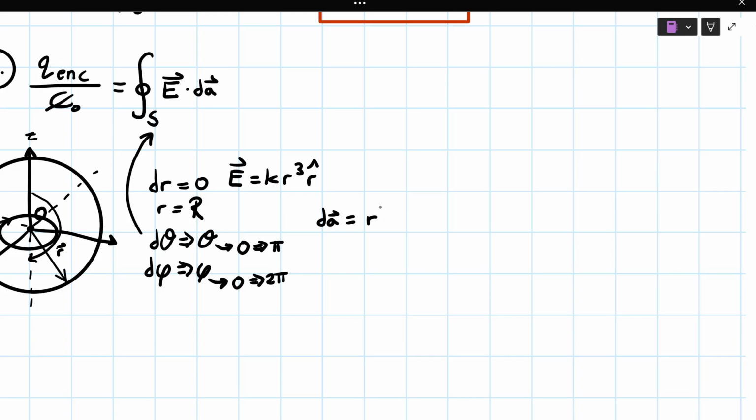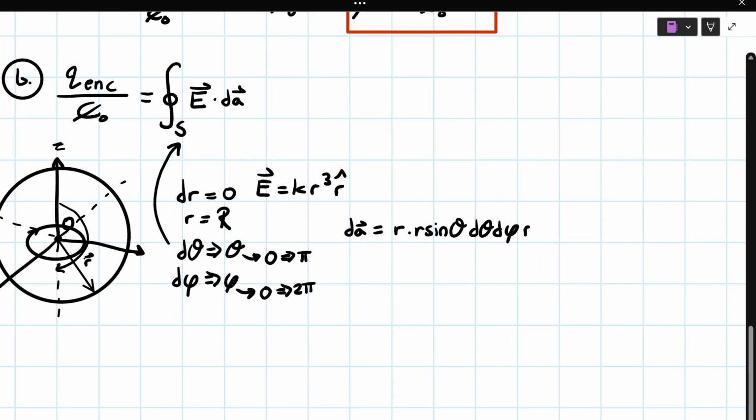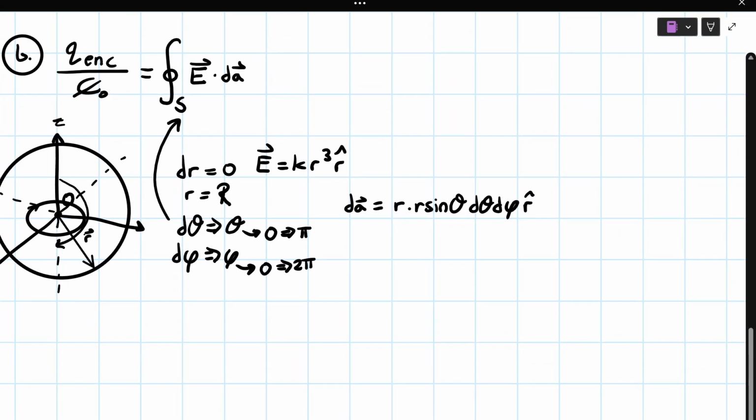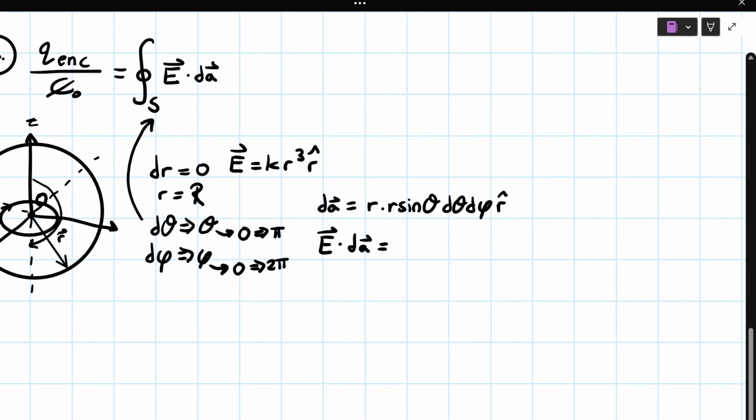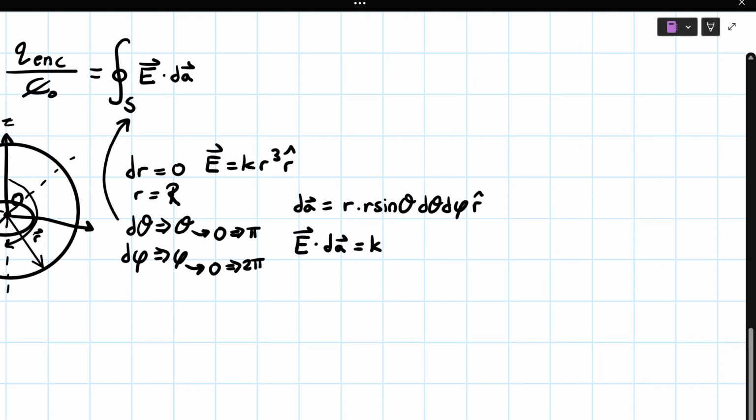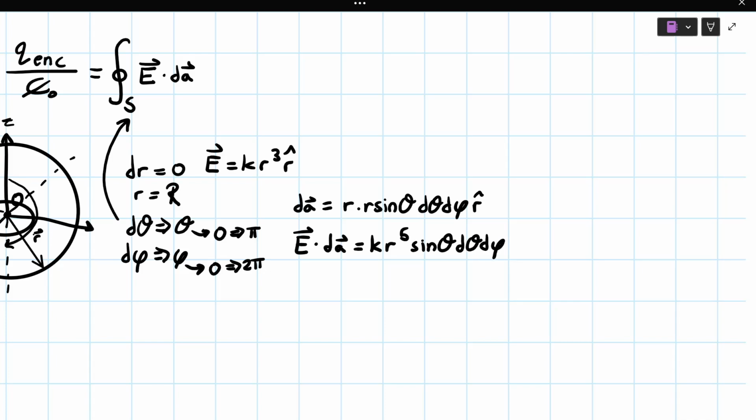r times r sine theta, because dr will not be included, so we don't use the components in the dA area element. So r times r sine theta, d theta, d phi. And that is the r hat direction. And so we will dot these together, and we'll find that E dot dA is going to be k times r cubed times r squared, so that's kr to the 5th, times sine of theta, d theta, d phi.